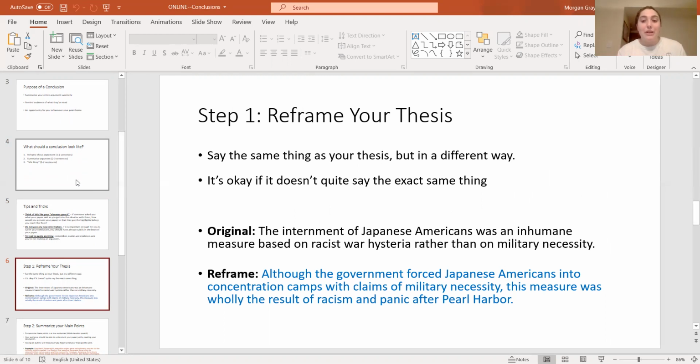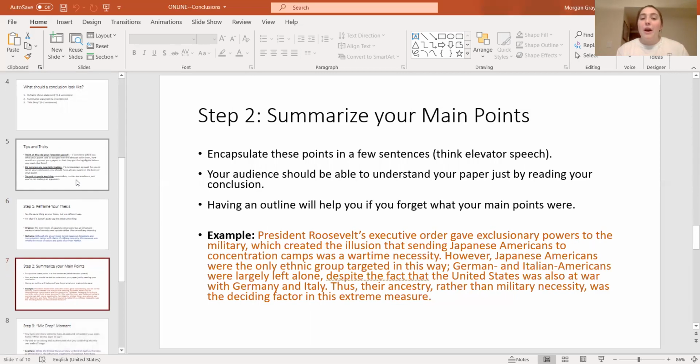Although the government forced Japanese Americans into concentration camps with claims of military necessity, this measure was wholly the result of racism and panic after Pearl Harbor. So it's a little bit more wordy than the original, but it has a little bit of a narrative flow, and it is still only one sentence. Moving on, we need to summarize our main points.